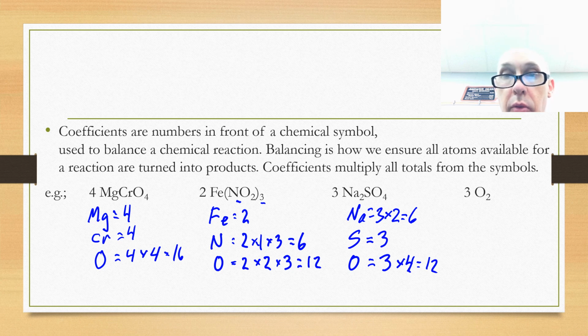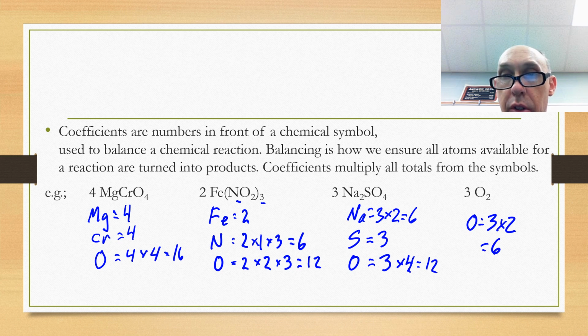And sometimes you get really, really easy ones, like the last one, 3 molecules of oxygen. So O is the coefficient 3 times the subscript 2, which is 6. And that's counting atoms.